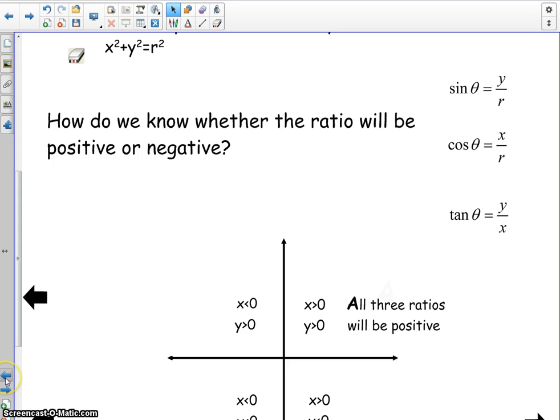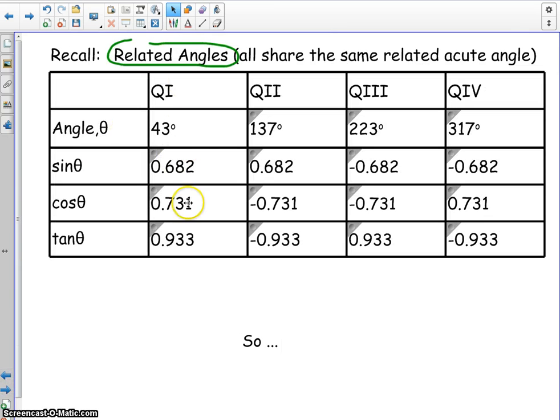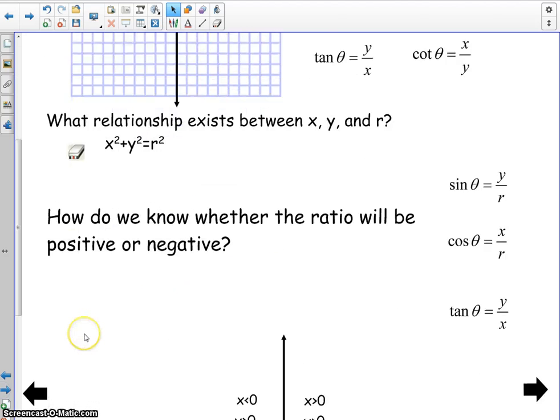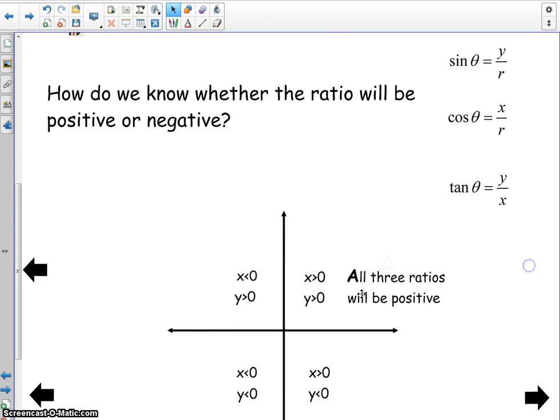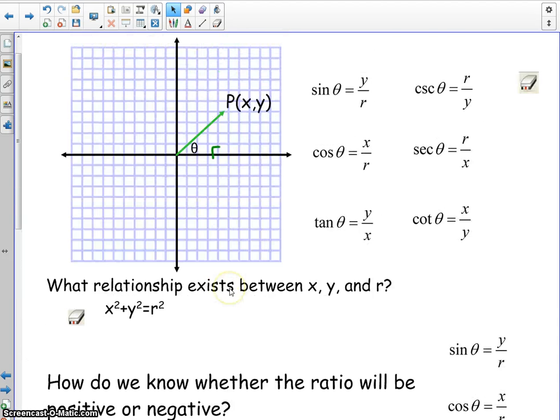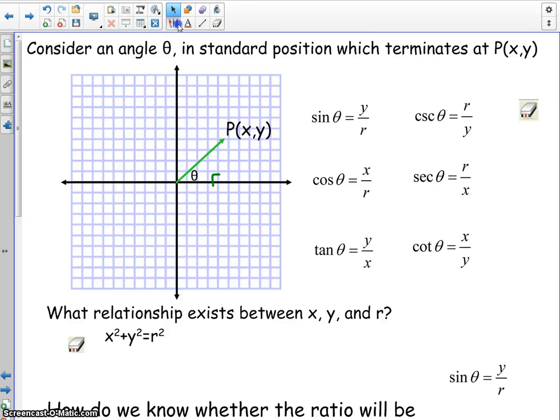If you look at the table that we came up with over here, everything in quadrant 1, all the ratios were positive. Now in quadrant 2, it looks like sine is positive and cosine and tan are negative, so let's take a look at why. Again, the first one, all three ratios are positive. In the second quadrant over here, if you were to take a point over in this quadrant, so let's just say I had some kind of point over here.